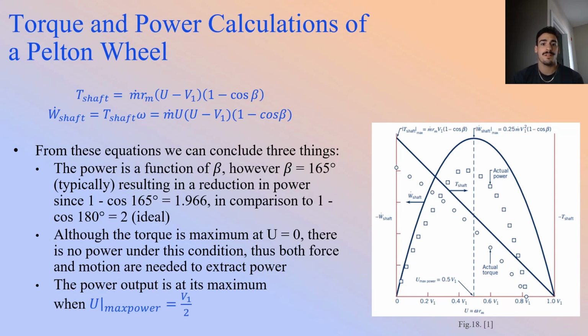From these equations, we can conclude three things. 1. The power is a function of beta. However, beta is usually equal to 165 degrees, resulting in a reduction in power since 1 minus the cosine of 165 degrees is equal to 1.966, compared to 1 minus the cosine of 180 degrees, which is equal to 2. 2. Although the torque is maximum at U = 0, there is no power under this condition, thus both force and motion are needed to extract power. 3. The power output is at its maximum when U for maximum power is equal to V1 divided by 2.